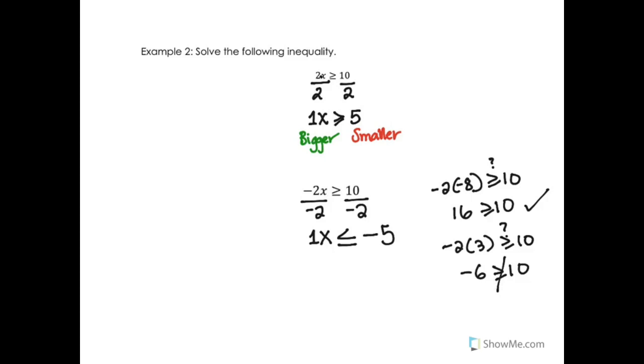So every time that you divide by a negative number, you must always flip your inequality sign. As long as this number down here that you're dividing by is negative, then you know you must flip this sign. This could be anything, positive, negative, it doesn't matter. But if the number you're dividing by is negative, then you must flip your sign.